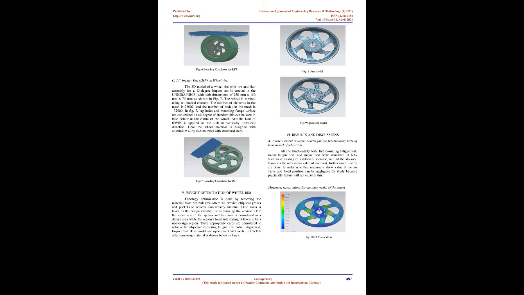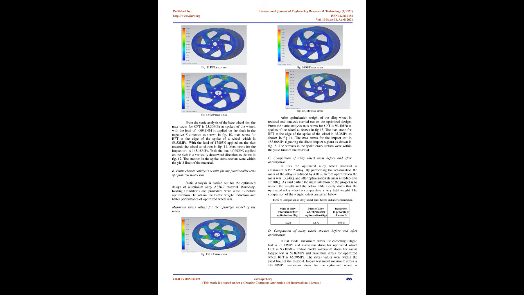In Fig. 6, lug holes and mounting flange surfaces are constrained in all degrees of freedom. This can be seen in blue color at the center of the wheel. And the load of 17805 N is applied on the slab towards the wheel. This is indicated in red color. Here the wheel material is assigned with aluminum alloy, slab material with structural steel, and tire with polyethylene.